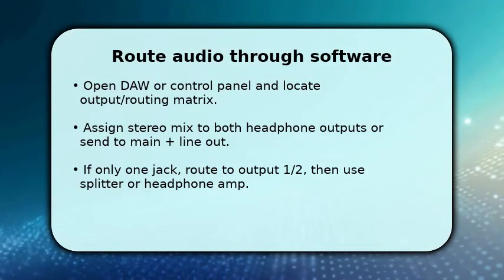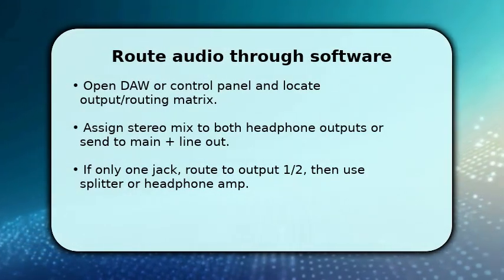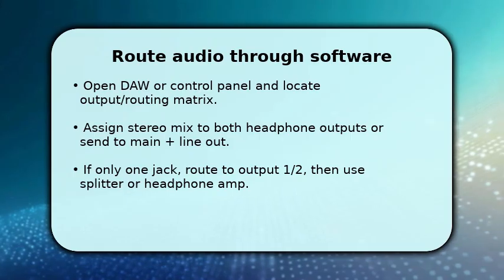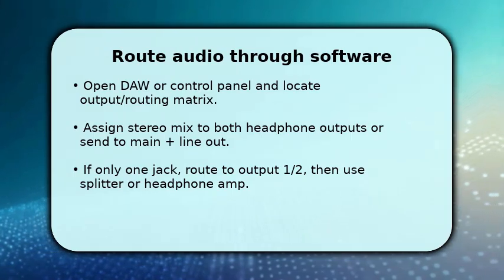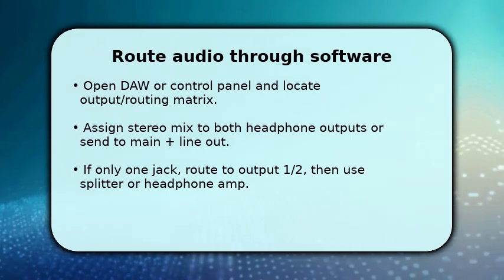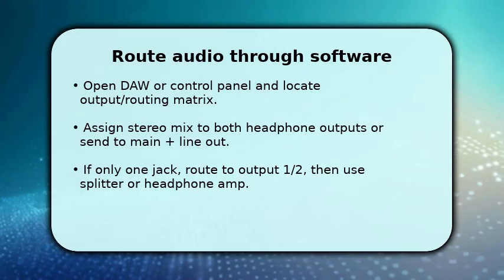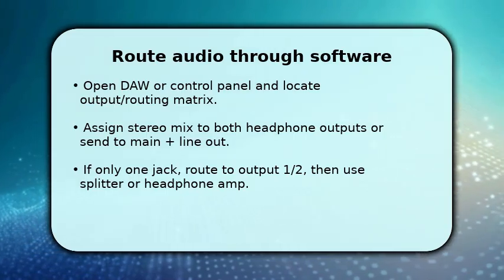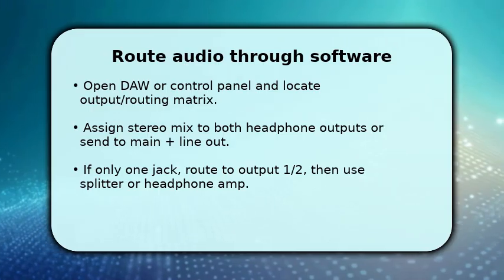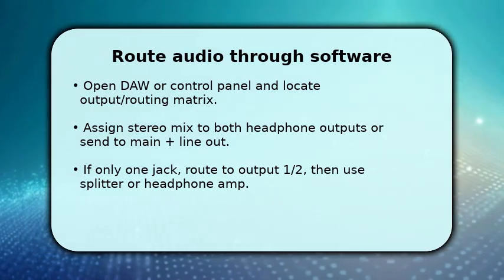You now handle the routing in your DAW or interface control panel. Assign the stereo master or Q mix to both headphone outputs by mapping output 1/2 to each physical headphone output. If your interface has a dedicated Q bus, send the mix there and set independent headphone levels.